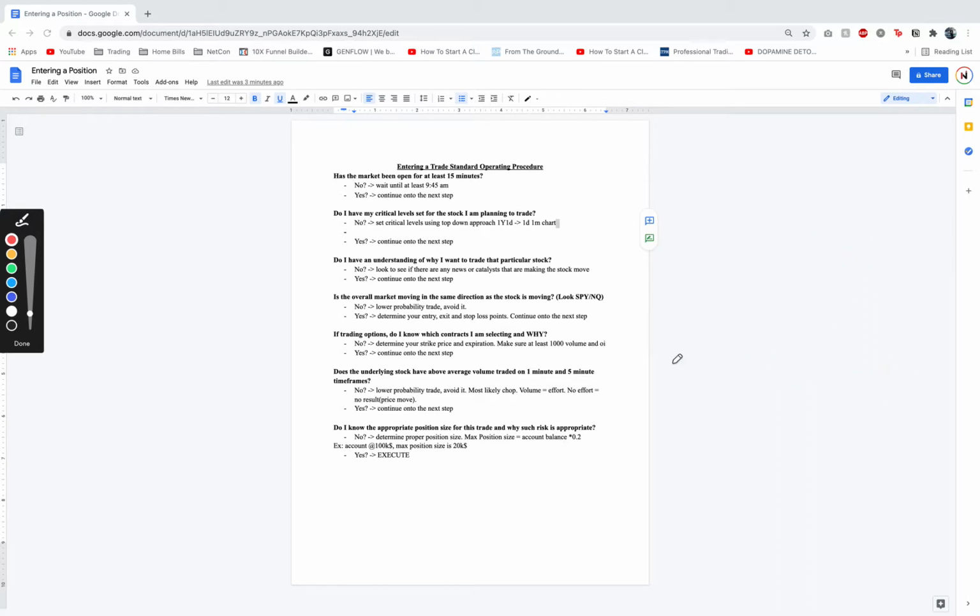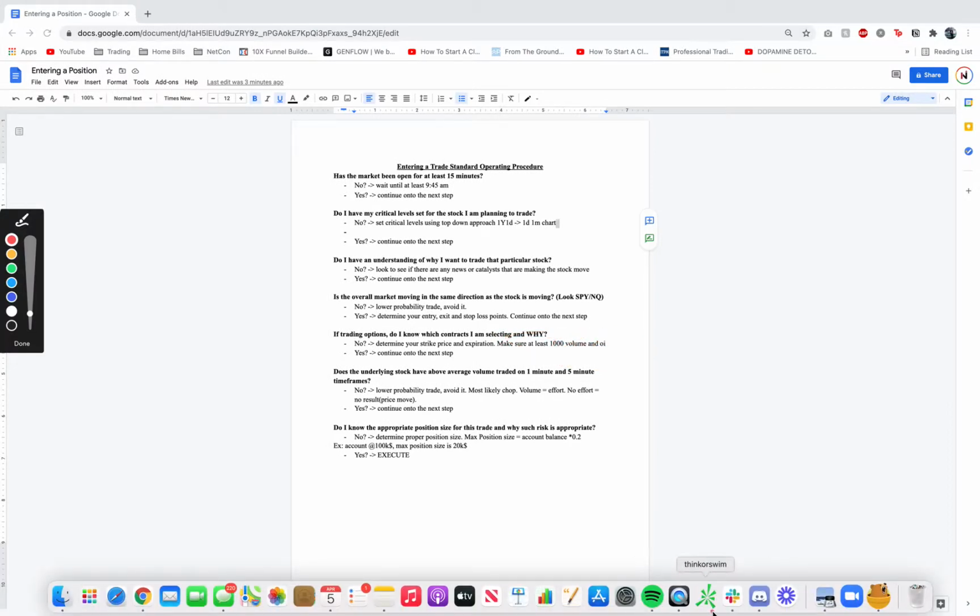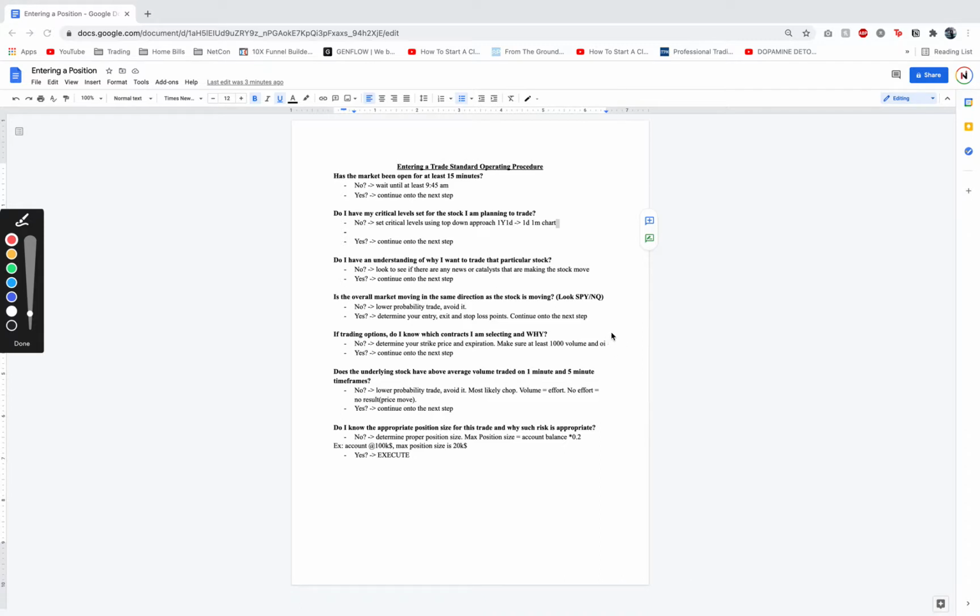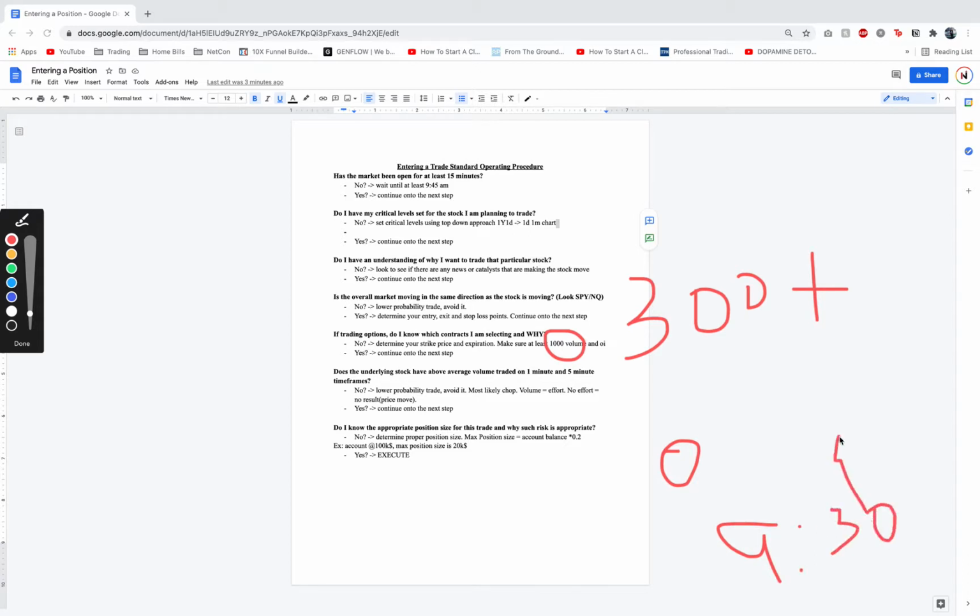So my go-to rule for contracts is to make sure that they have at least 1,000 volume and 1,000 open interest. Let me try to show you right over here. It wouldn't let me log into TOS. That's okay. But on your options chain, make sure you have at least 1,000 volume and 1,000 open interest. Within the first 10 minutes, I like to see 300 plus volume contracts. Obviously, your volume is going to be at 0 when the market opens at 9:30 a.m. But by about 9:40 a.m., right?